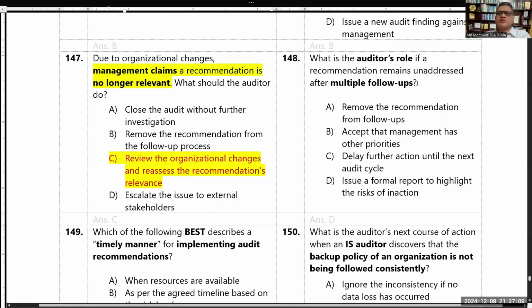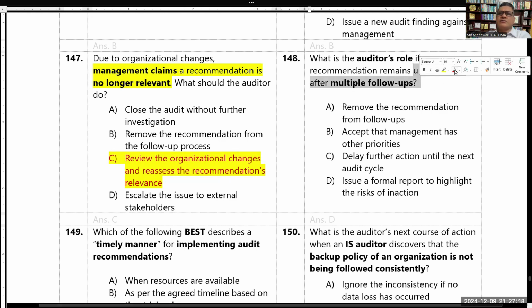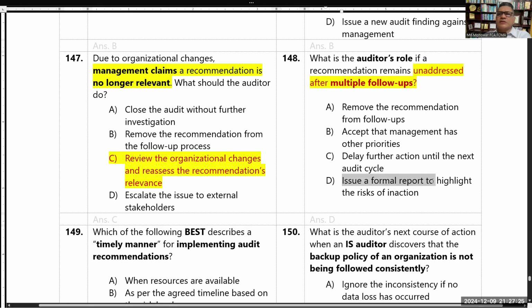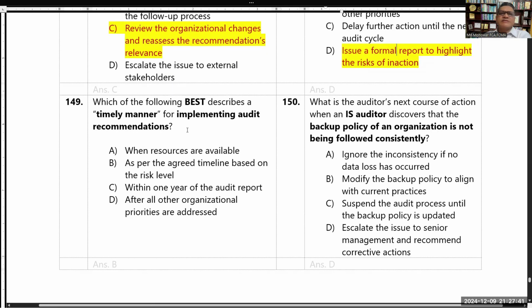Answer C. What is the auditor's role if a recommendation remains unaddressed after multiple follow-ups? Issue a formal report to highlight the risks of inaction. Answer D. Which of the following best describes a timely manner for implementing audit recommendations? As per the agreed timeline based on the risk level. Answer B. What is the auditor's next course of action when an IS auditor discovers that the backup policy of an organization is not being followed consistently? Escalate the issue to senior management and recommend corrective action.